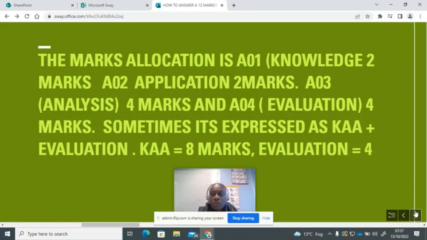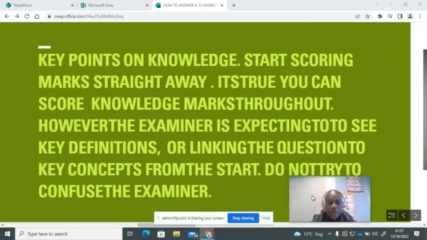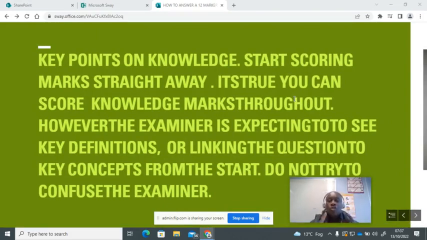Next, what I'm going to do now is go through what you need to know for each particular section. So key points on knowledge. You start scoring marks straight away, okay? What you're trying to show the examiner is that you have knowledge of the key concepts. You understand the key definitions. You know what you're being asked. So you need to show the examiner.